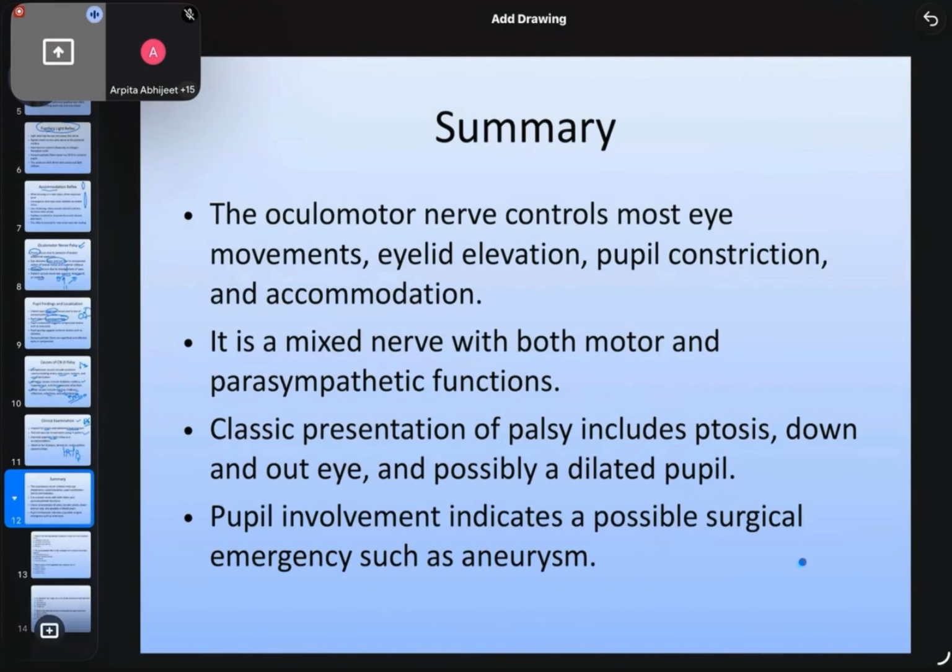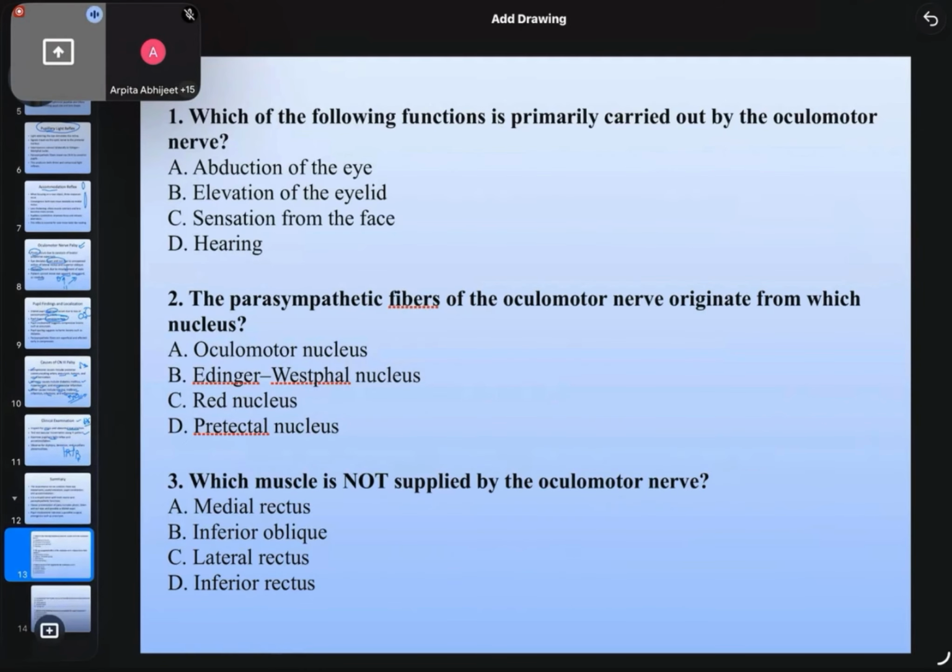Now, talking about the summary, you already know, since we just discussed it 5 minutes ago, that the oculomotor nerve controls eyelid elevation, pupil constriction, and also accommodation. And the classic presentation of the palsy includes ptosis, a down and out eye, and possibly also a dilated pupil. So that's it from my side. Now let's try to solve questions.